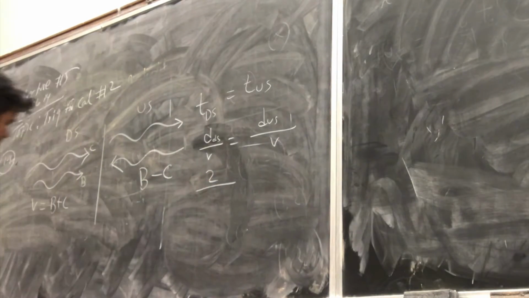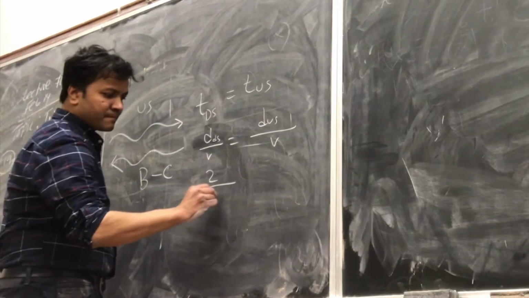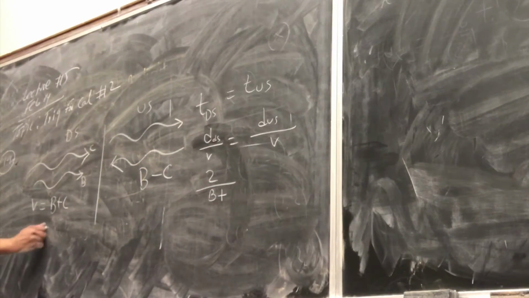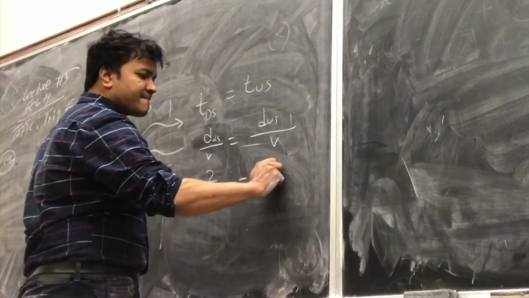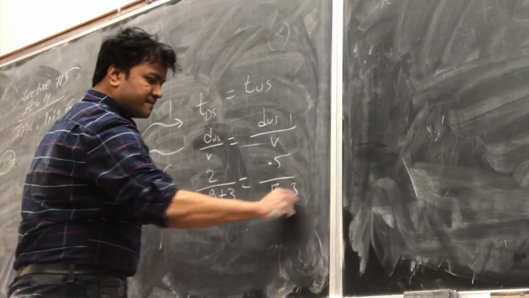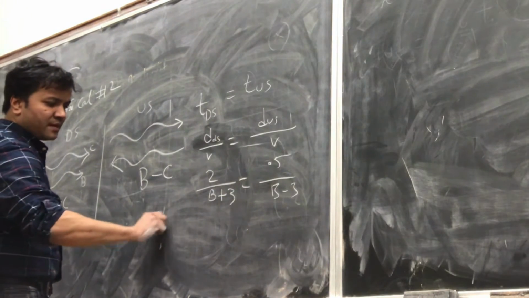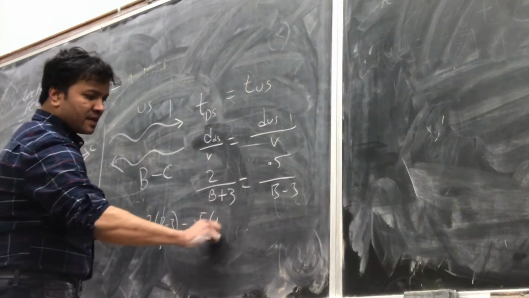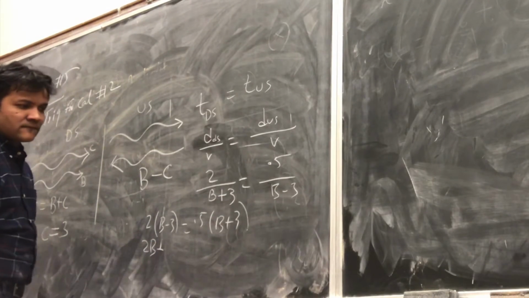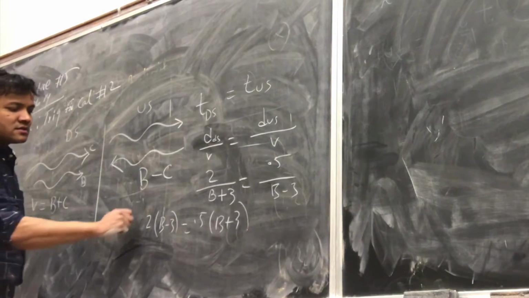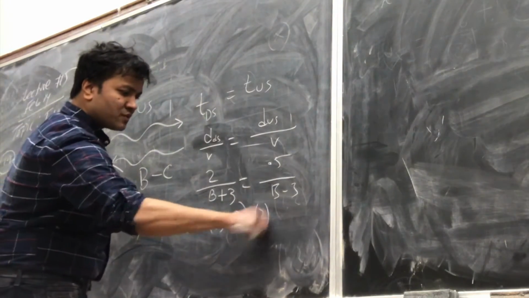Velocity is how much? B plus C. C is given. What is the current in the water? 3. So B plus 3 is equal to, this is 0.5, B minus 3. So 2 over B plus 3 is equal to 0.5 over B minus 3. Okay, let's do something. Multiply this one by 2, multiply this one by 2.